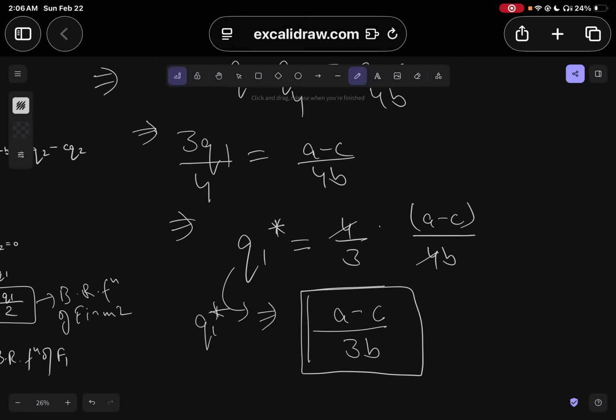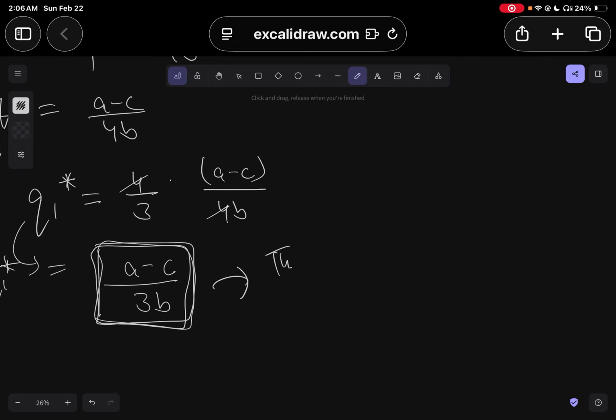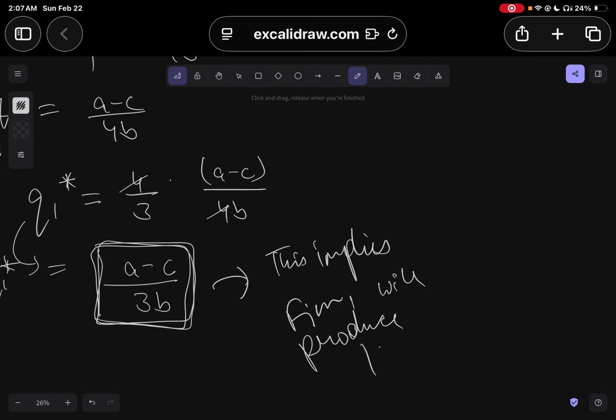So this is the optimum output for firm 1 in Cournot. This is the extent of market. Just so that everyone knows, in the previous one we did extent of market for perfect competition and for monopoly, and this is for firm 1. This implies firm 1 will produce 1/3 of the extent of market.